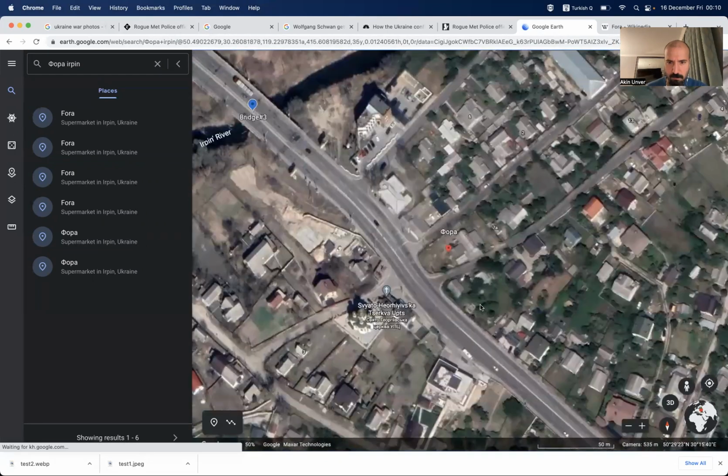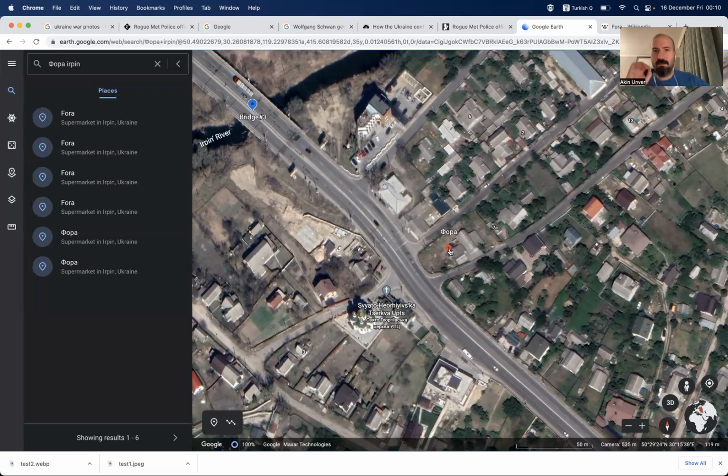So here's the problem with war zones. Sometimes Google Maps point data can be accurate, but the satellite imagery that you're seeing right now may be old. Because the problem is that it's usually a strategic area or a war zone that Google doesn't continually update its imagery. So here, what I'm looking for is this.